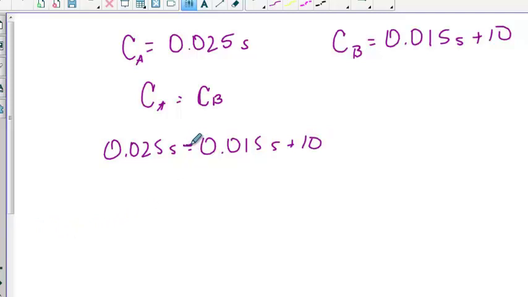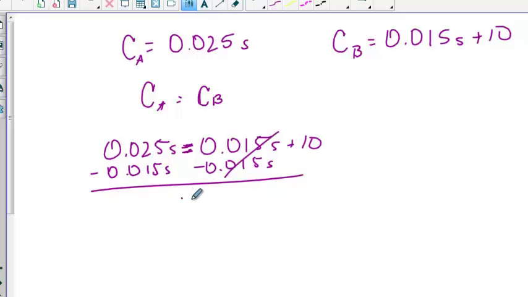I'm not combining like terms, because I would be doing that on one side of the equal sign. This side doesn't have anything to simplify, and this side I don't have any like terms, right? So I'm not combining like terms. You're subtracting 0.015 S from both sides. So what's that give me?